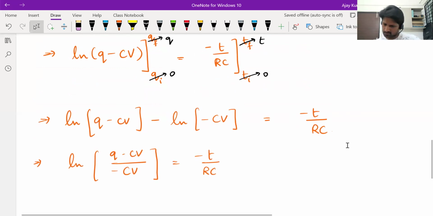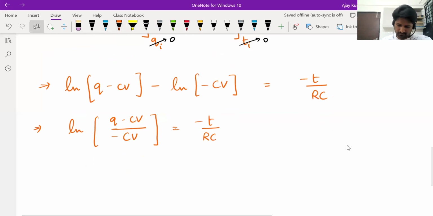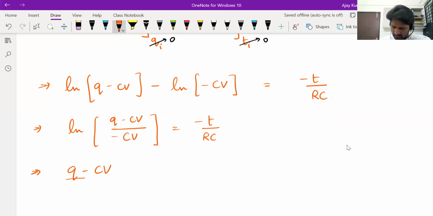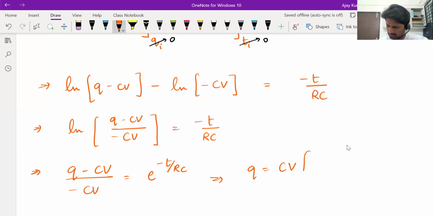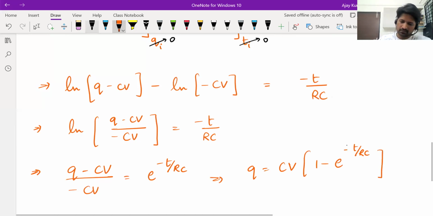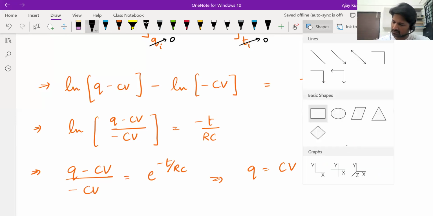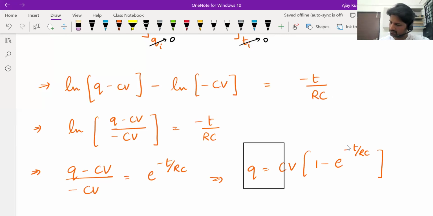Upper limit minus lower limit. Okay. Ln is nothing but log to the base of e, send e to the other side. You get (Q minus CV) divided by (minus CV) is equal to e power minus t by RC. So Q becomes CV into 1 minus e power minus t by RC. So what we get here is charge as a function of time, charge on the capacitor as a function of time.